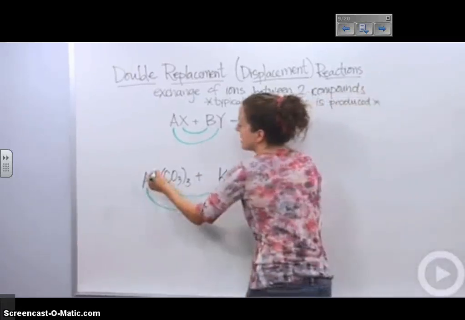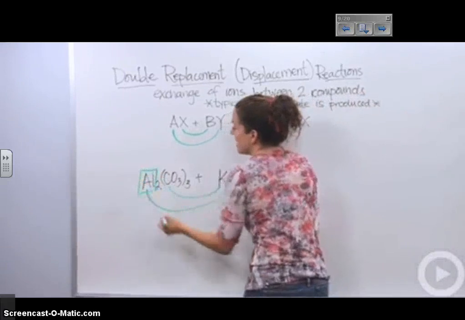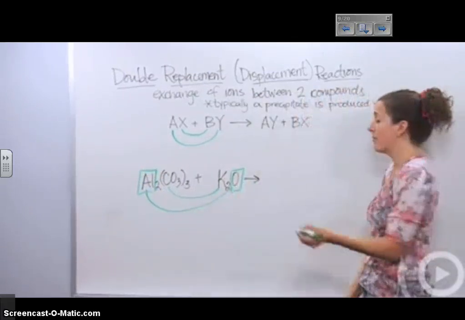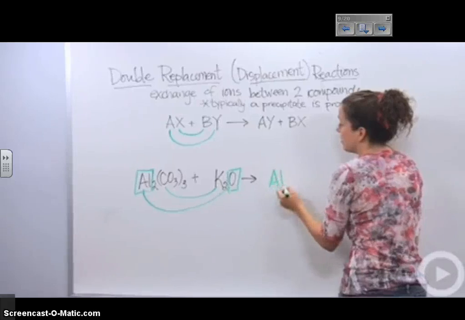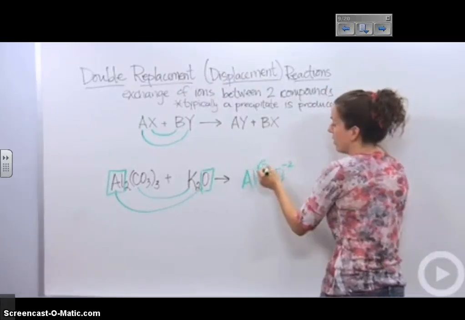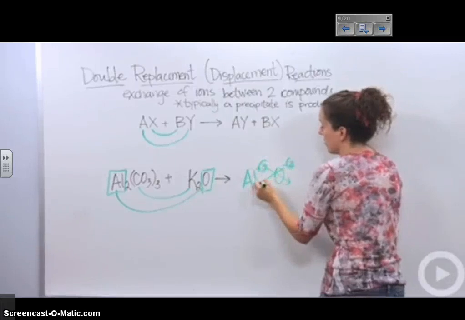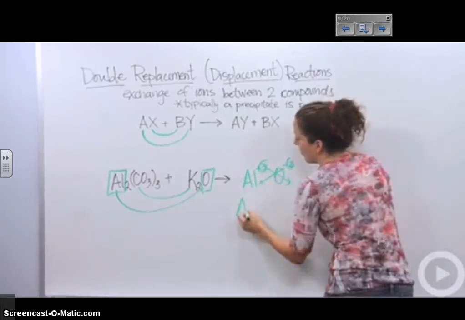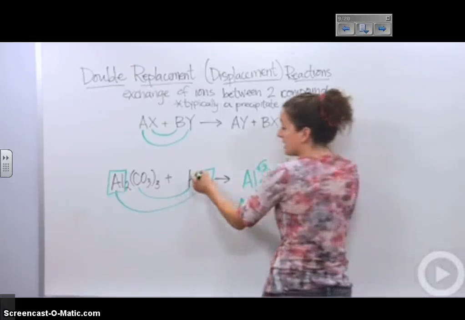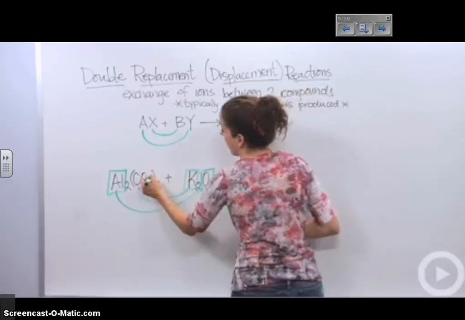Okay, so we're just going to deal with the metal. The aluminum itself is going to bond with the oxygen. Okay, so how do they come together? Well, aluminum makes a +3 ion, oxygen makes a -2, cross those, make it even, and we come up with a new product, Al2O3.